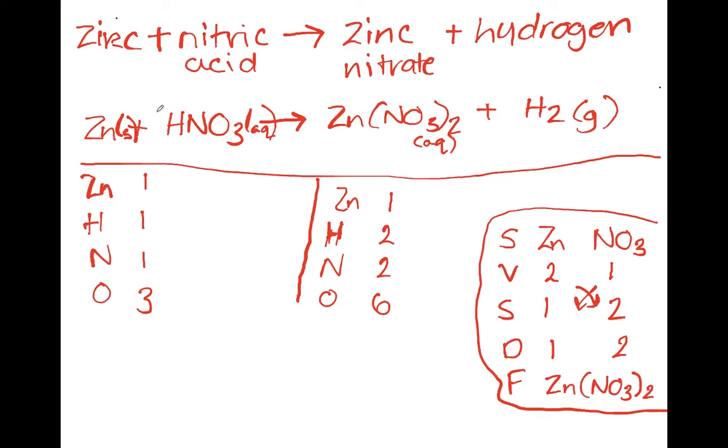To balance this, I'm going to come back over to my reactant side, put a 2 in front of my acid. It gives me 2 hydrogen, 2 nitrogen, 6 oxygen. So there we have our balanced chemical equation.